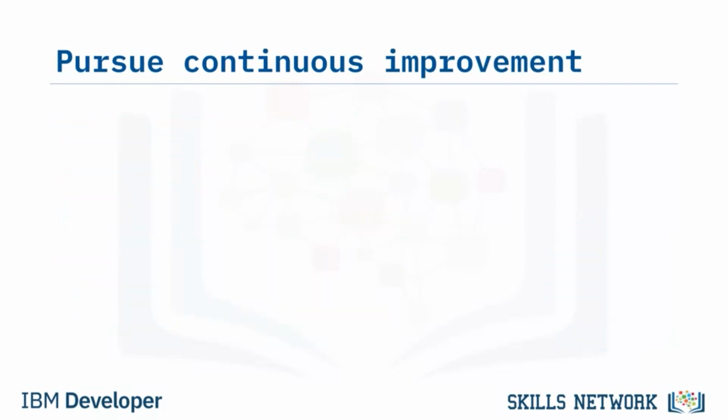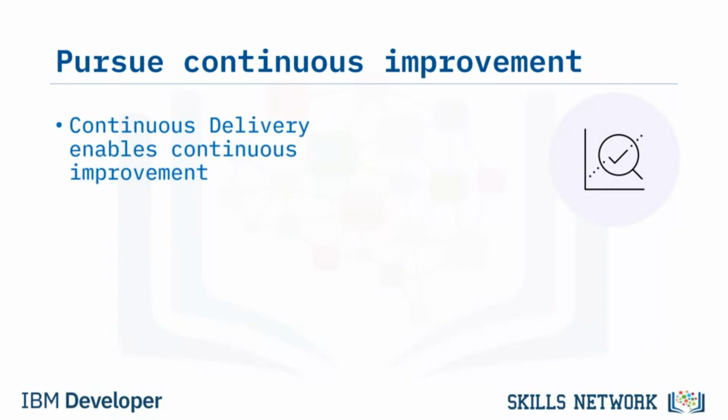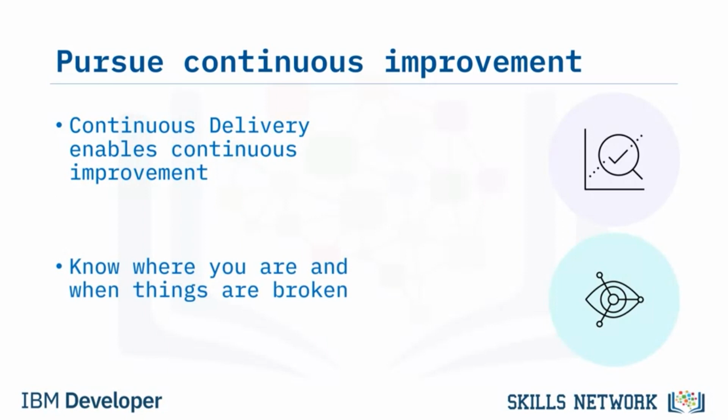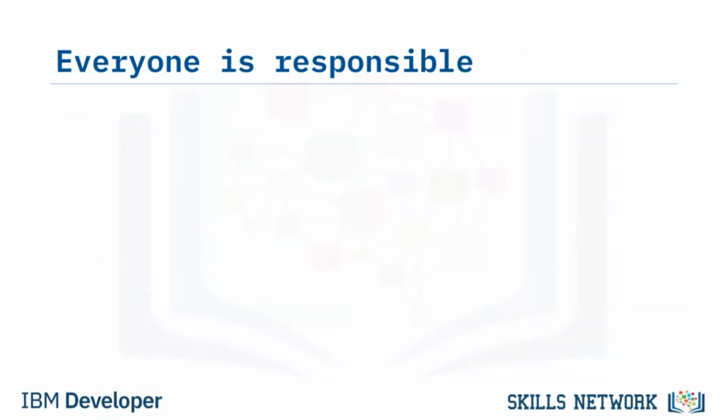The next key principle of continuous delivery is that it enables relentless continuous improvement. The more often you do something, the better you get at it, and the less likely it is to fail. By delivering each change to a known working environment, you should continually know where you are and when things are broken. And the last key principle of continuous delivery is that everyone is responsible for their part in the story.